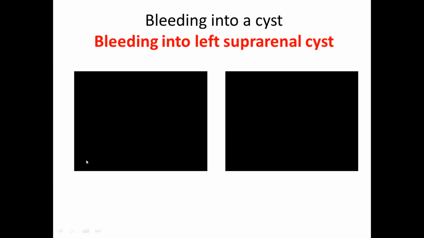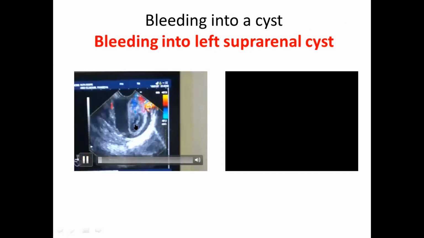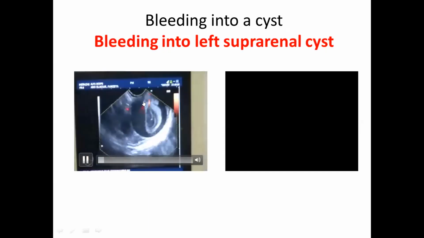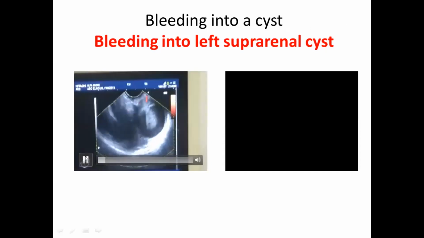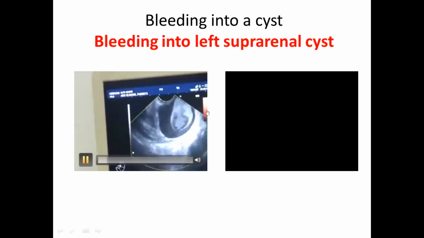This is one of my cases. This was a left suprarenal cyst. And after FNA, I found this fresh bleeding, hyperechoic fresh bleeding. And here there is a vessel inside. This is the bleeding vessel, very nicely seen. This is a bleeding vessel in a cyst.